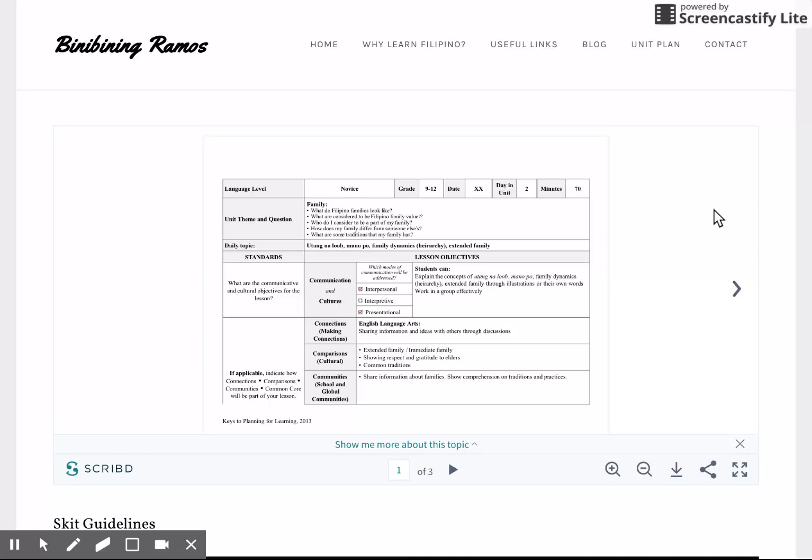Lesson 2 will continue on to that discussion, but instead of doing the interpretive, we were going to do interpersonal and presentational modes of communication. The daily topics will be the same, but I will really push students to be able to explain those concepts through illustrations, their own words, and through art. On this day, the students will be working in groups.